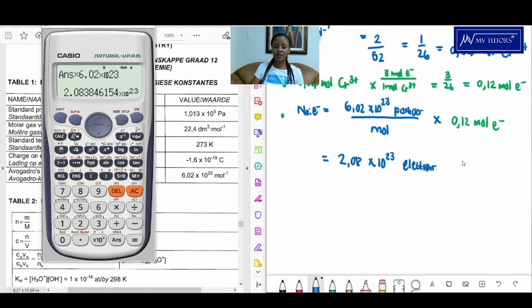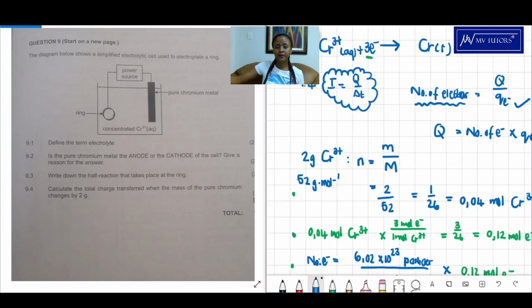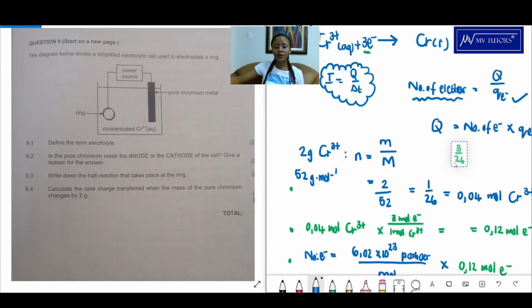Okay, so I did put above that the charge they're looking for would be the number of electrons multiplied by the charge of the electron. Let me just go back to the question. They want the total charge transferred when the mass of pure chromium changes by 2. And you might ask, why are we looking for the charge of the electron? Look again at your electrochemical cell.